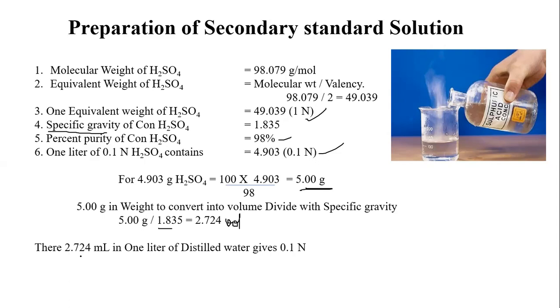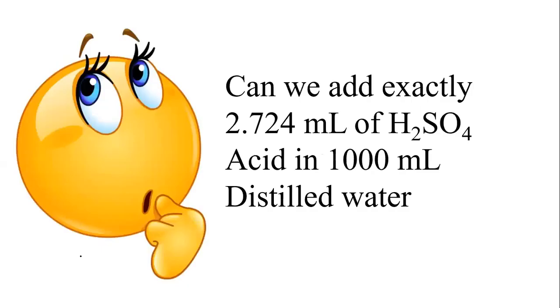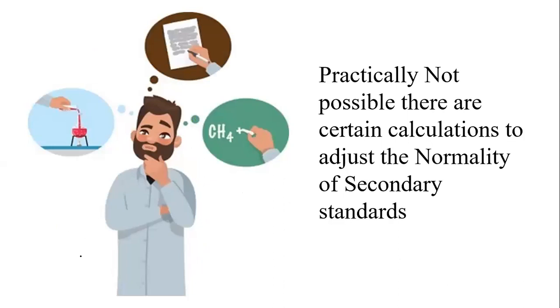But here there is one problem. What is that? Can we add exactly 2.724 ml of H2SO4 acid in 1 liter of distilled water? Is it practically possible? No, as it is a concentrated acid, we cannot pipette. It is not advisable. It is very dangerous. We should not use any pipettes. It's very difficult also. We can't get an exact amount. So practically it is very difficult to add the exact amount of acid in 1 liter.